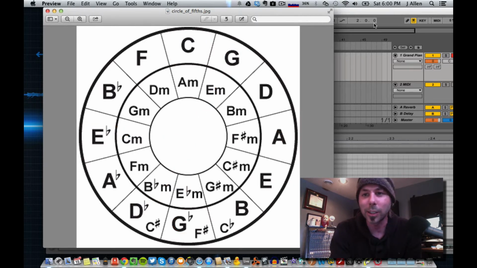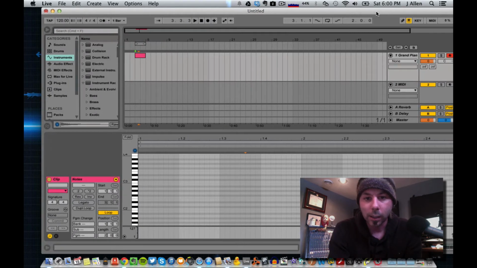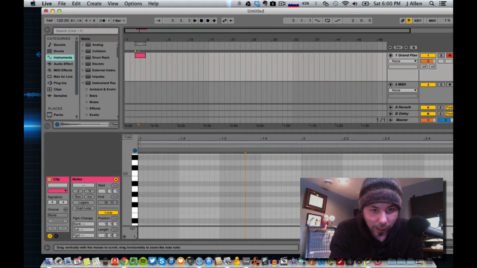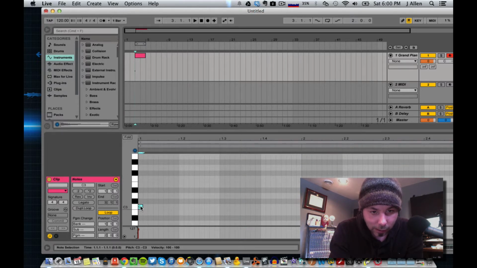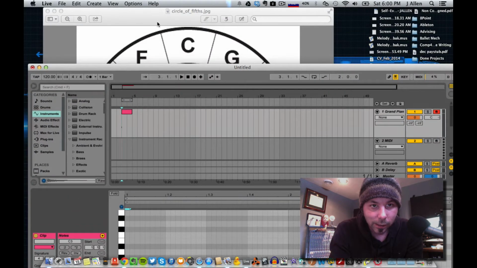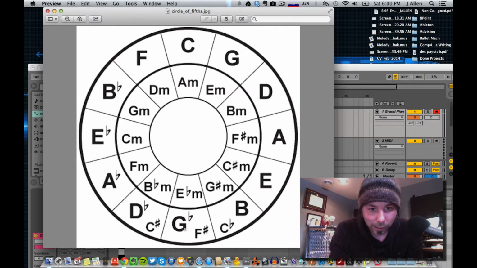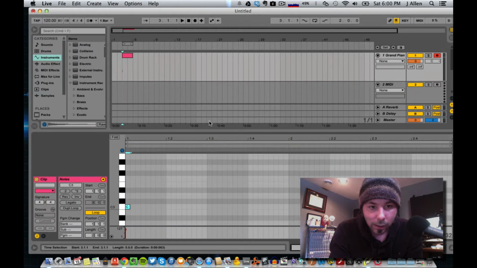Now, the tritone is this weird sounding interval. It doesn't sound good. Let's make one. So there's a C. If we go C directly down, we get a G flat or an F sharp. Same note. There's one. So let's do it like this. Let's make these nice and long. We'll hear them one after the other.